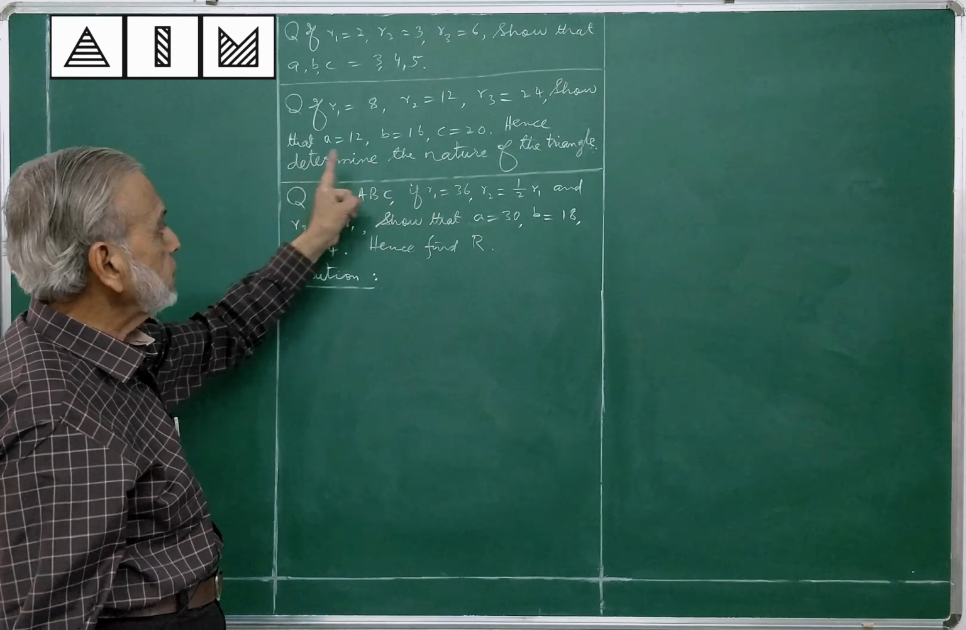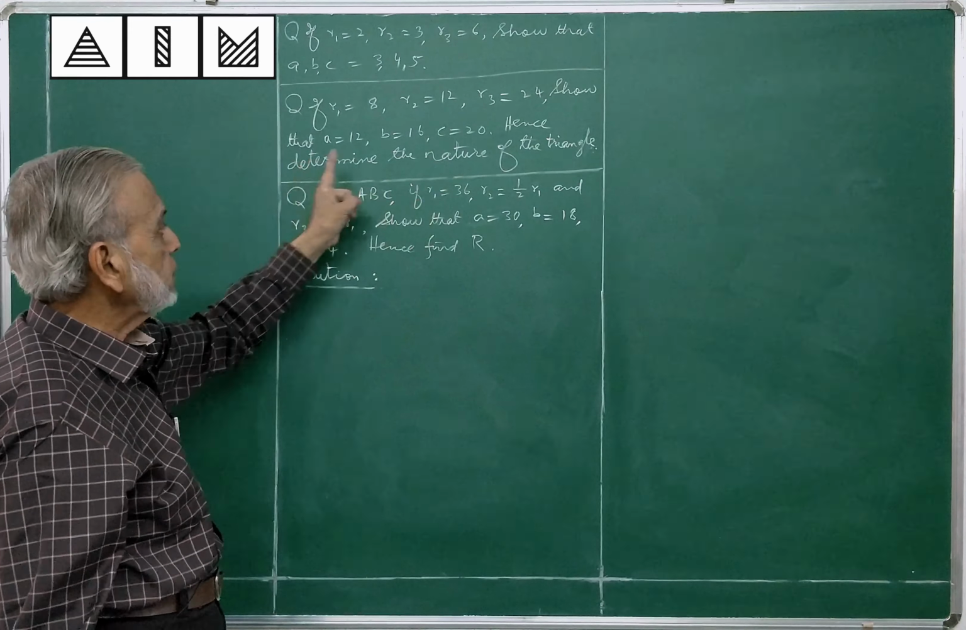See what I have done. It is given R1 is 36, R2 is half of R1, so it becomes 18. R3 is 1/3 of R1, that becomes 12. So we have R1 is equal to 36, R2 is equal to 18, R3 is equal to 12. I am rewriting. R1 is equal to 36, R2 is equal to 18, R3 is equal to 12.